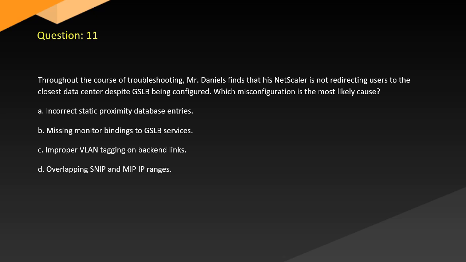Question 11. Throughout the course of troubleshooting, Mr. Daniels finds that his NetScaler is not redirecting users to the closest data center despite GLB being configured. Which misconfiguration is the most likely cause? A. Incorrect static proximity database entries. B. Missing monitor bindings on GLB services. C. Improper VLAN tagging on backend links. D. Overlapping SNIP and MIP IP ranges.